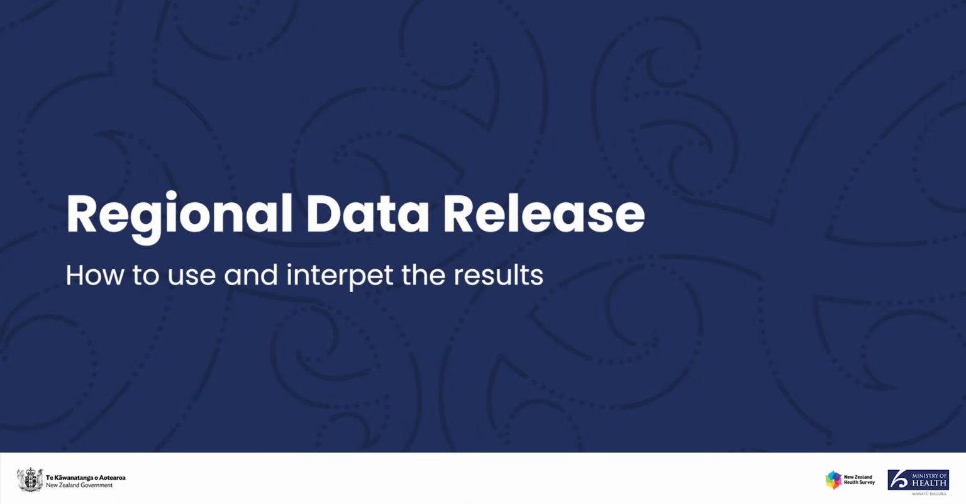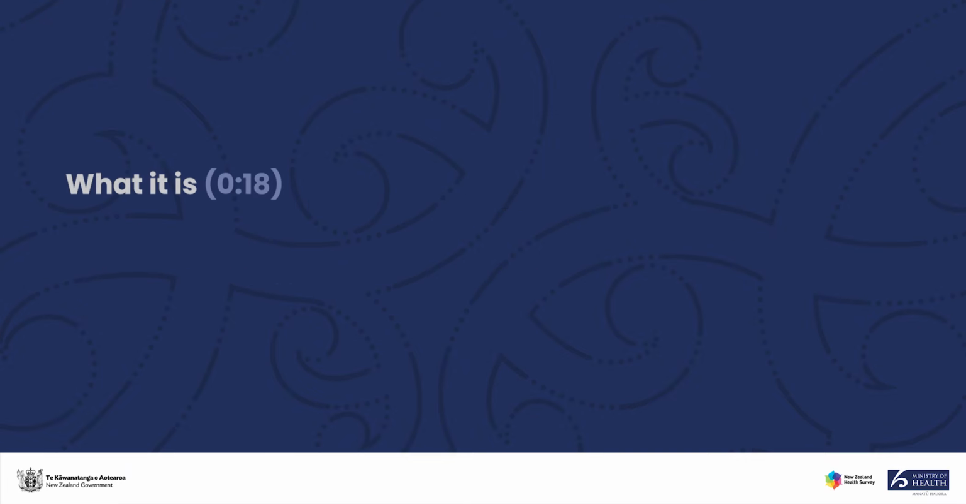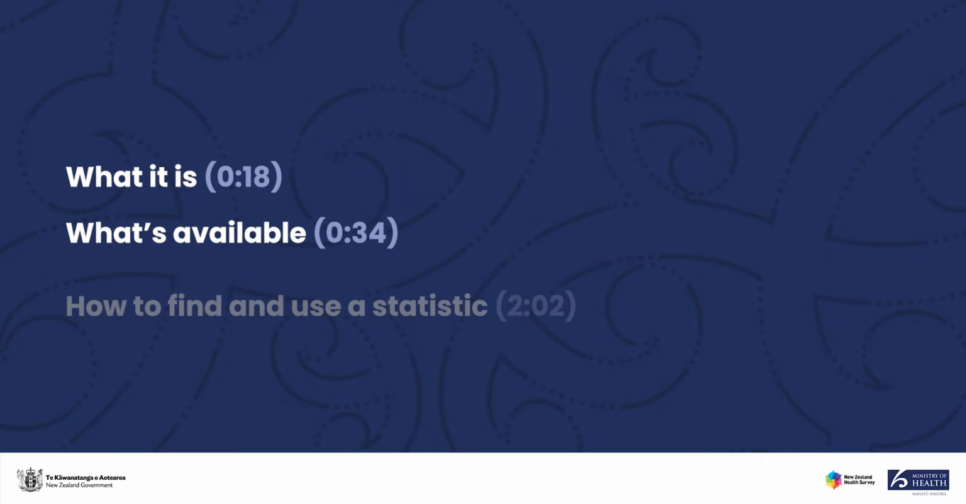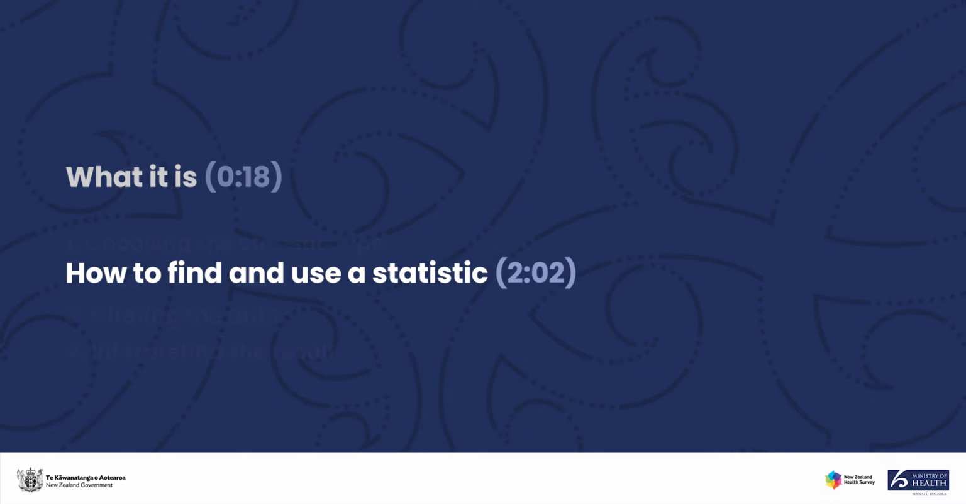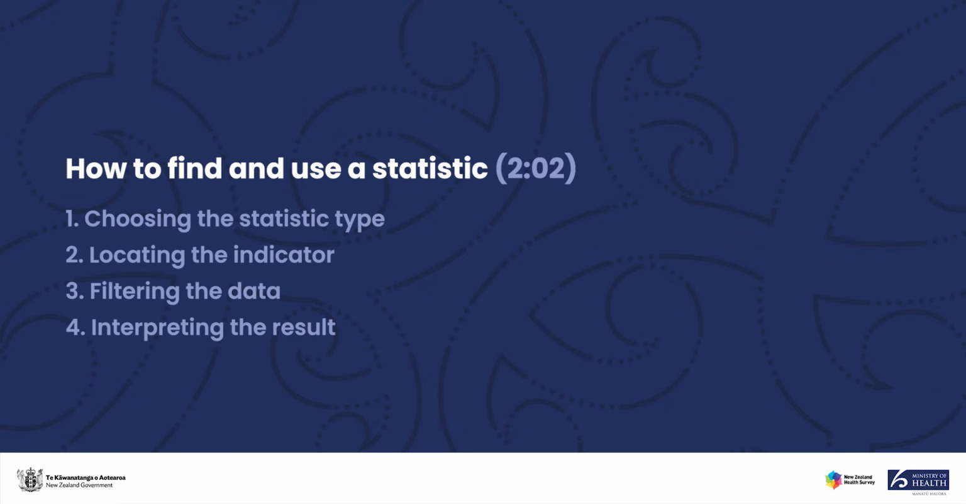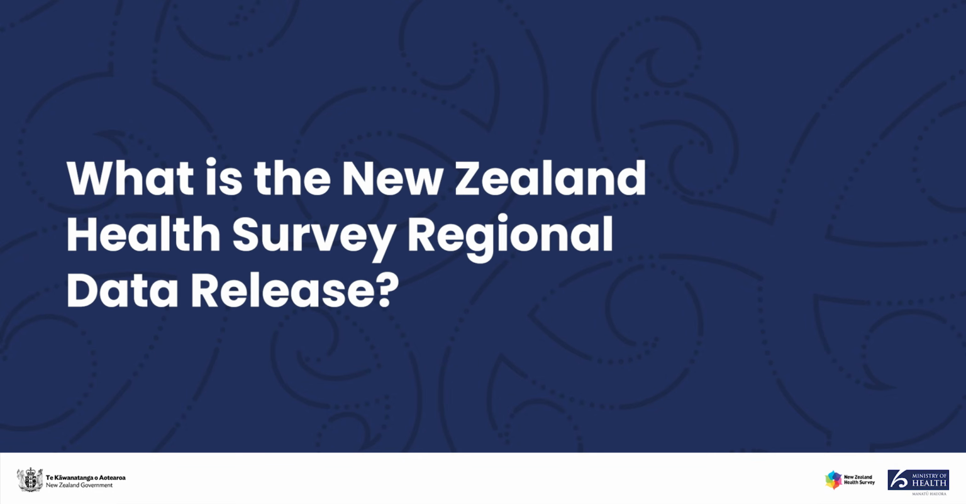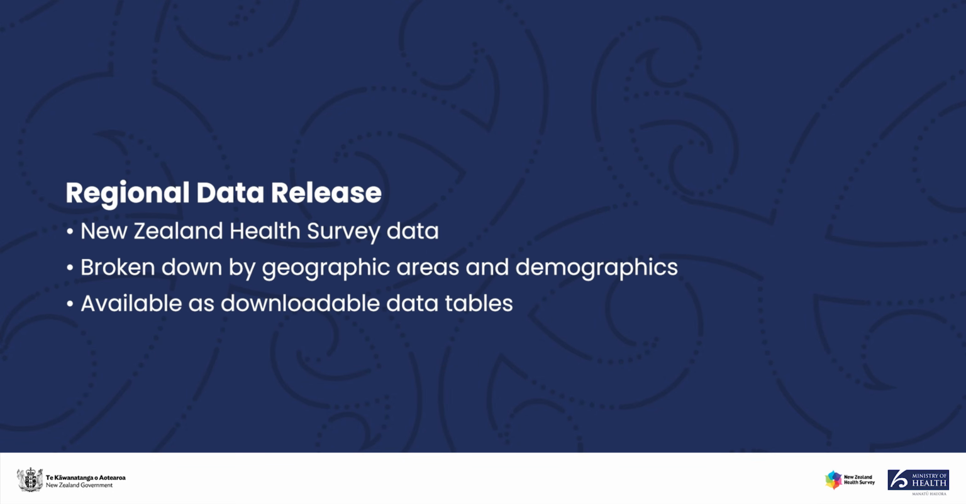Kia ora. In this video we'll explore the New Zealand Health Survey regional data release: what it is, what's available and how to find and use a statistic. We'll walk through an example in 4 simple steps: choosing the statistic type, locating the indicator, filtering the data and interpreting the result. The regional data release provides New Zealand Health Survey data broken down by geographic areas and demographics.